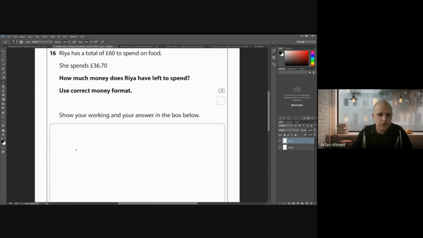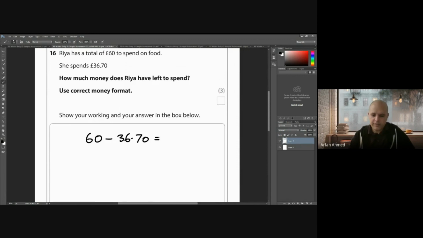Well, you could just use your calculator, to be honest. We've got a calculator. So it's 60 minus 36.70. Obviously, if you type that in your calculator, 60 minus 36.7.